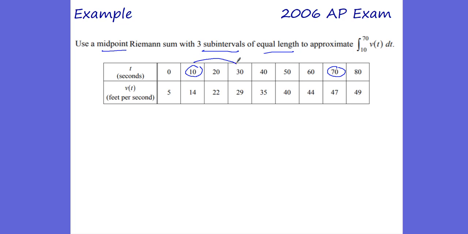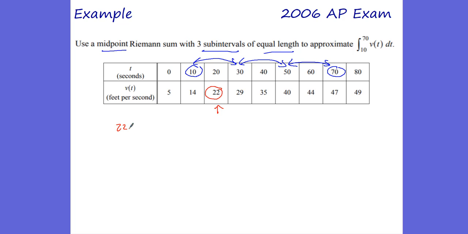So you can see how we're going to take that, and that, and that: between 10 and 30, between 30 and 50, between 50 and 70. And we're using the midpoint. So how in the world would we do the midpoint for this? Well, what's the middle between 10 and 30? That's 20, and the value there is 22. So the middle point is 22.